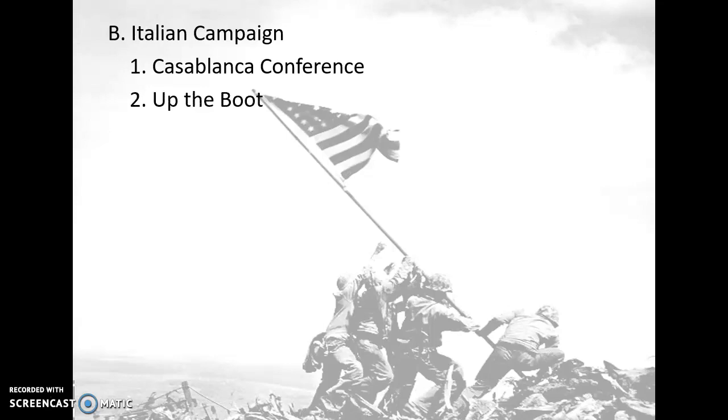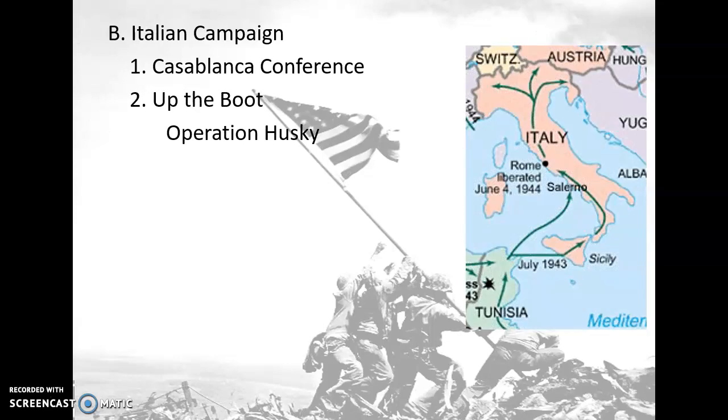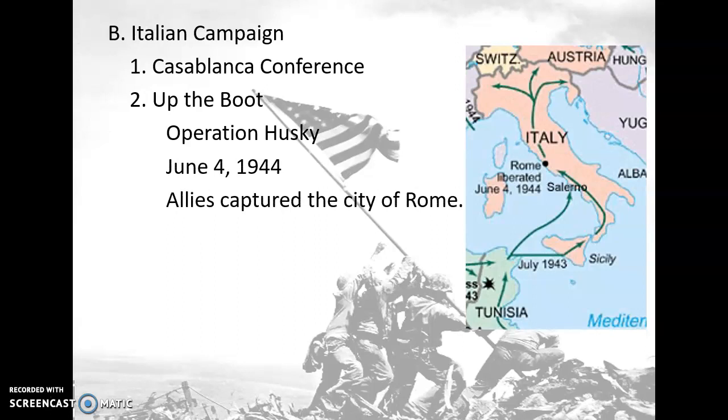Number 2, up the boot. Operation Husky was the name for the attack on Sicily and Italy. Although suffering heavy casualties, Sicily was captured first. With a combination of naval and land attacks, the Allies slowly worked their way up the boot of Italy, as you can see on the map. On June 4th, 1944, on a very testable date, the Allies captured the city of Rome.